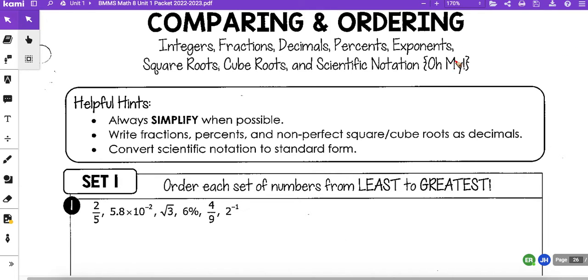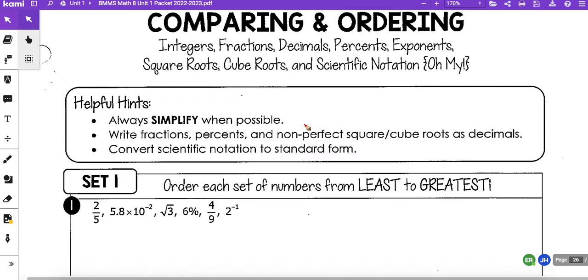So we're going to look at integers, fractions, decimals, percents, exponents, square roots. We are not going to look at cube roots. And then we're going to look at scientific notation. Oh my. So some helpful hints.